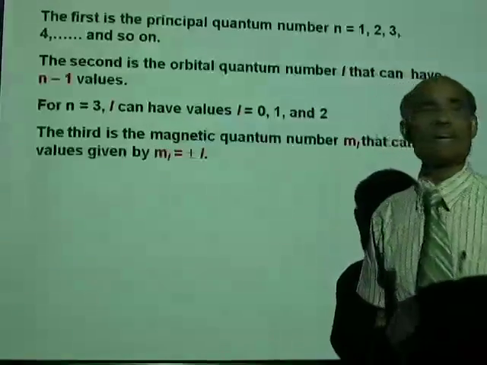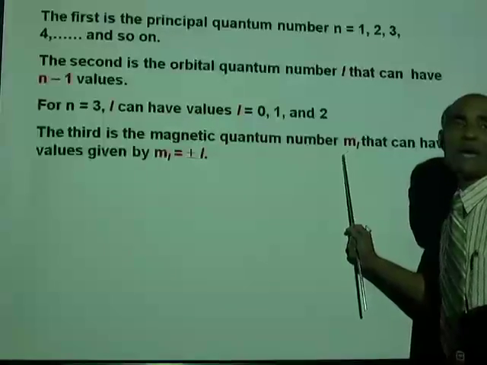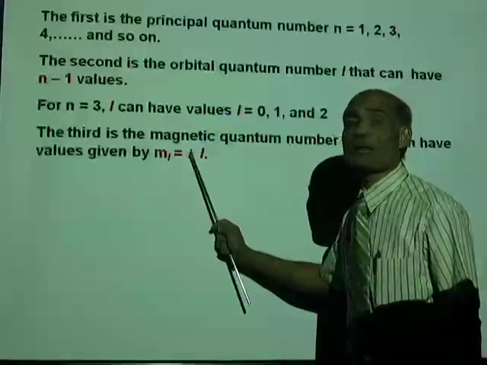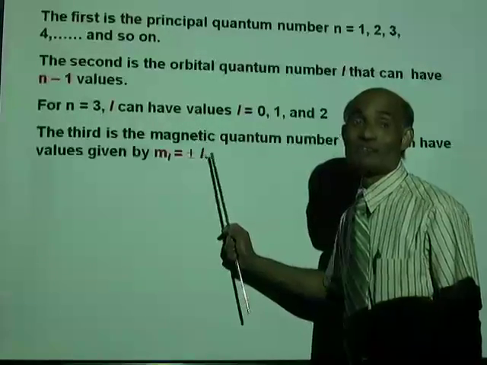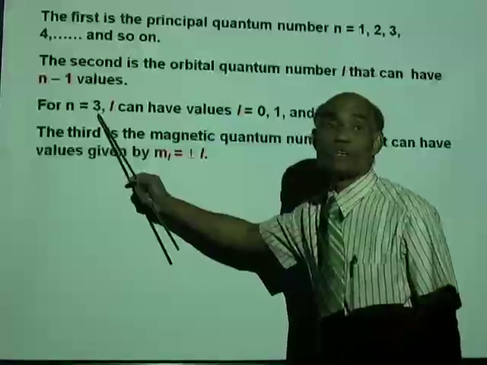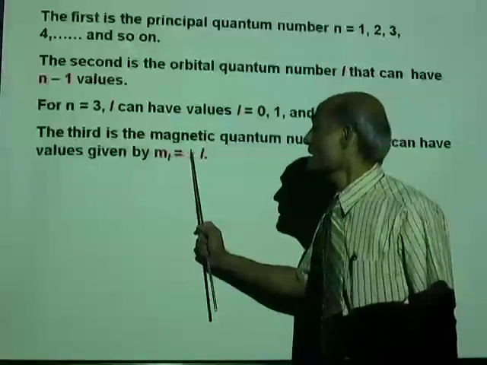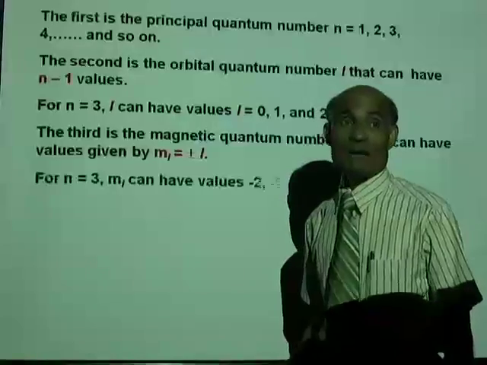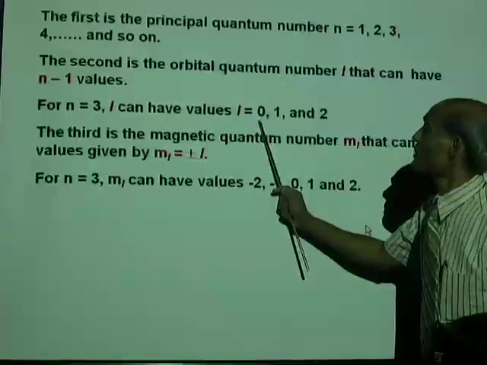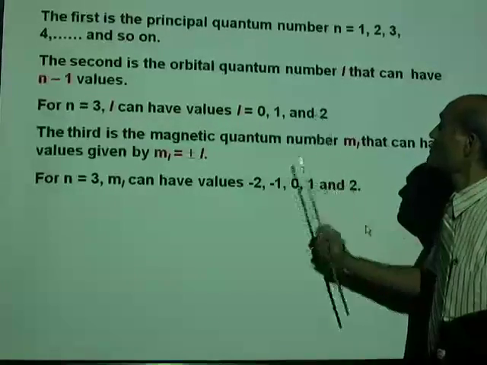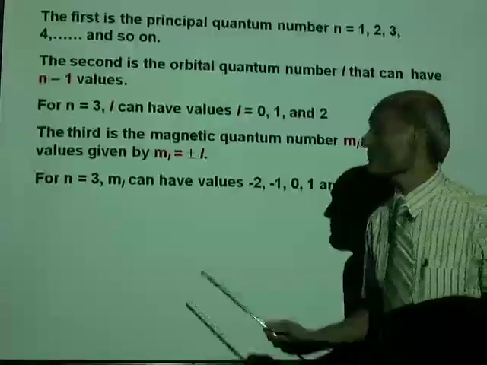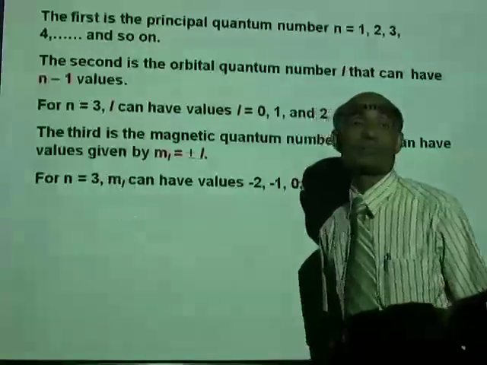Now the third is the magnetic quantum number. We write it as m sub L, and that can have values. M sub L is plus or minus L. So, how many ml values can there be for n equal to 3? Can you tell me? ml is plus or minus L. That means for n equal to 3, ml can have minus 2, minus 1, 0, 1, and 2. There are 5 different values of ml for n equal to 3.